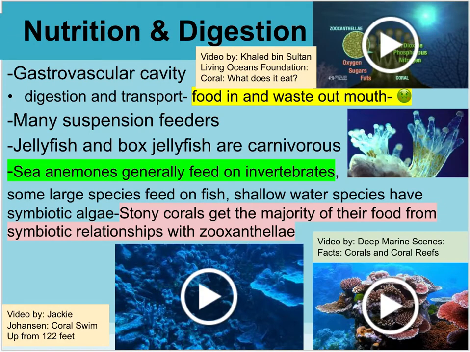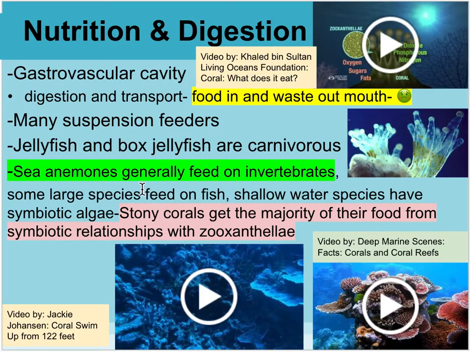So, for nutrition and digestion, they do have a gastrovascular tissue and cavity. Kind of gross. The same part for taking in food is used for waste as well. So it's like having your food come in your mouth and out of your mouth at the end, which is a little bit gross. Lots of them are suspension feeders, but of course, jellyfish and box jellies that we just went over are carnivorous.